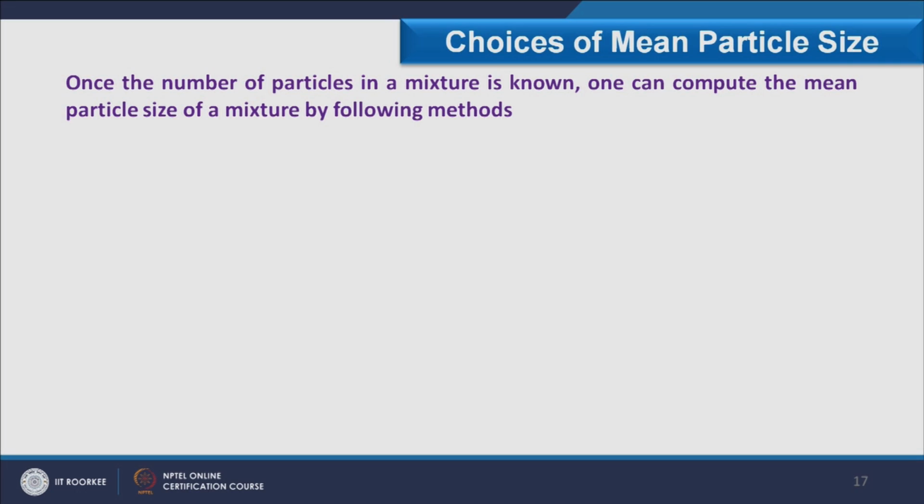Further, I have measures to calculate the mean particle size of a mixture. If you remember d average, what is d average? It is the particle size of a particular fraction. If I want to calculate the particle size of the complete mixture, how can we calculate this? Now, once the number of particles in a mixture is known, one can compute the mean particle size of a mixture by the following methods. The first method is the arithmetic mean.